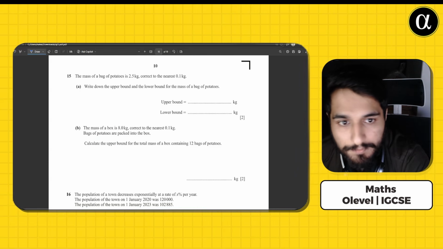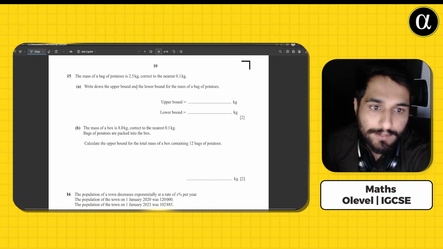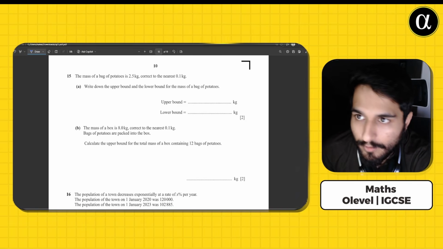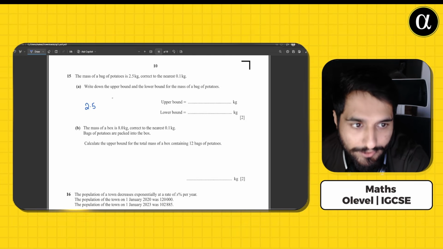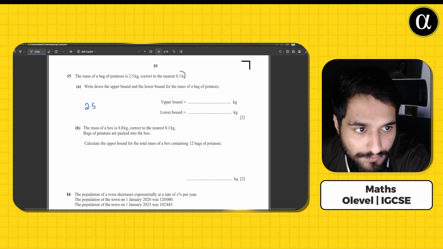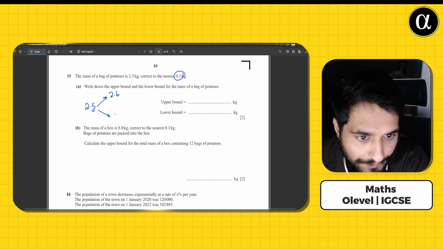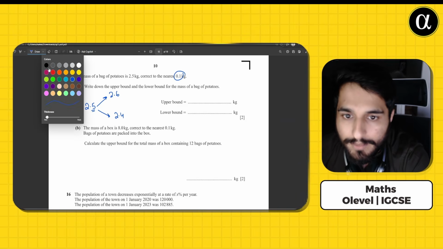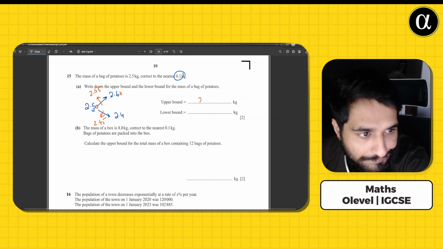Question number 15 says the mass of a bag of potatoes is 2.5 kg, correct to the nearest 0.1 kg. Write down the upper and the lower bound of the mass of a bag of potatoes, right? So we need to write 2.5 kgs, and then we need to find the upper and lower bounds. Since this is rounded off to 0.1, that means this value is being altered. We'll write the next value, that is 2.6, and the value that is underneath, that is 2.4. But keep in mind the upper and lower bounds are basically the middle values, which are going to be 2.55 and 2.45, right?